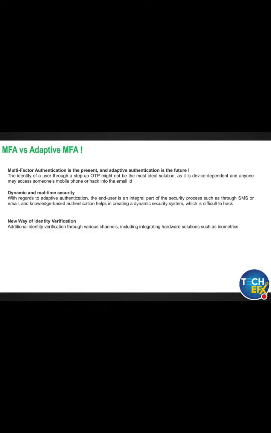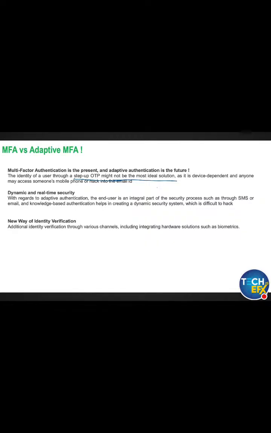For instance, establishing the identity of a user through a step-up OTP might not be the most ideal solution every time, as it is device dependent and anyone may access someone's mobile phone or hack into the email ID to get the authentication data, right? So that step-up OTP might not be the ideal choice every time, right?